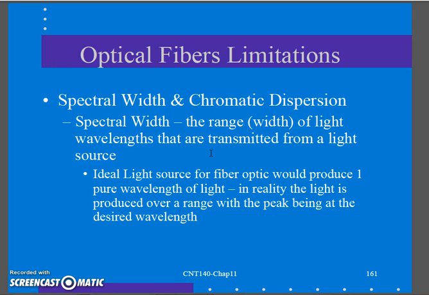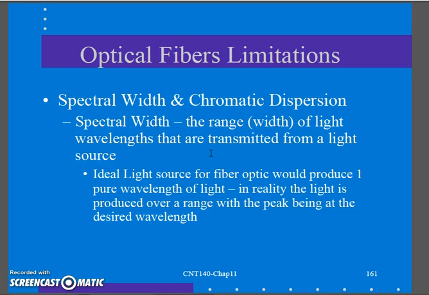The spectral width talks about the quality of the light source. With an LED light source, you say it's emitting 850 nanometer light, but really it's emitting wavelengths below and above that. It's emitting 840, 841, 842, 843, 851, 852, 853, 854. It's not perfectly and only 850 nanometers.